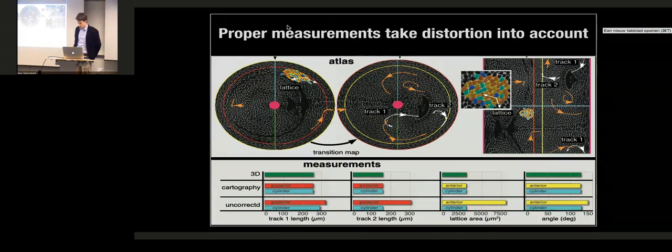So if you take these tracks, they can have quite different length from their true length if you measure just the naive length in the two-dimensional image. There's uncorrected versus correctly measured, and you can also get completely different answers in different charts. But if you use the proper way of measuring things with the metric tensor, you get the right answer every time.